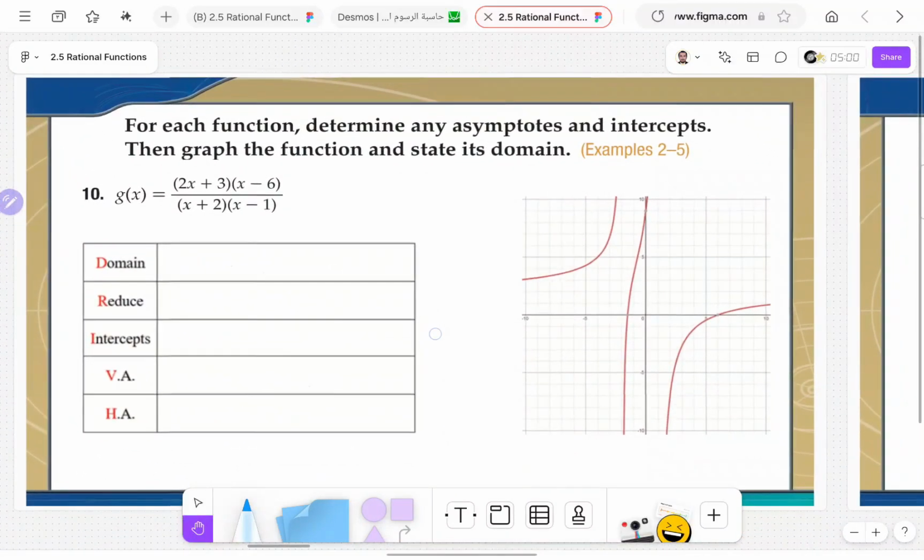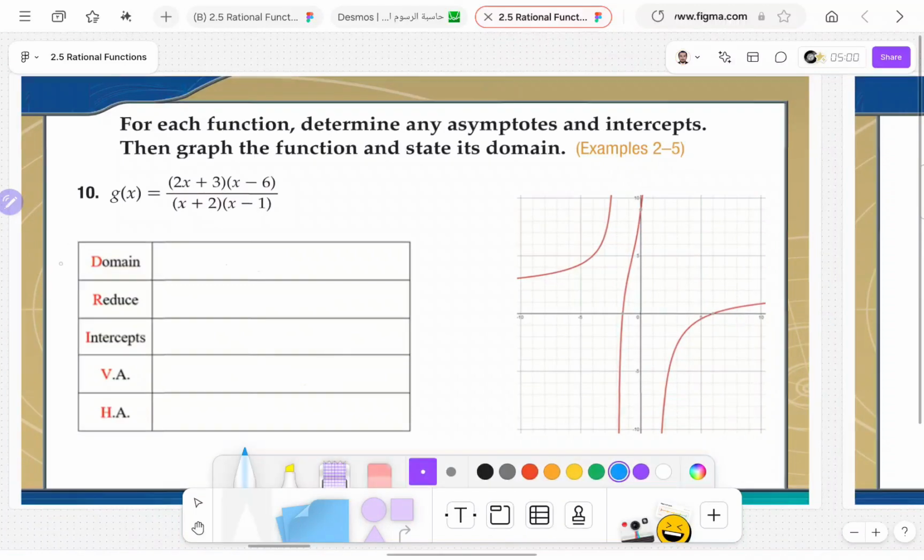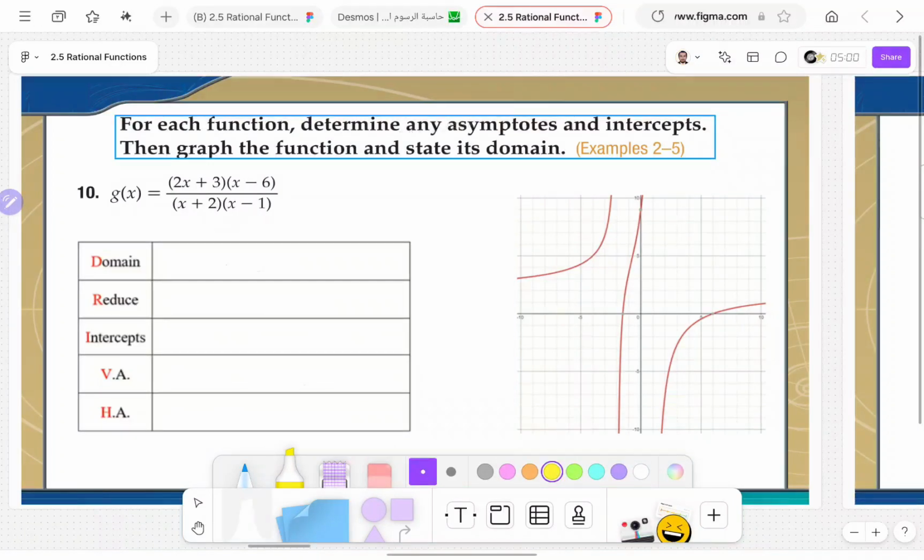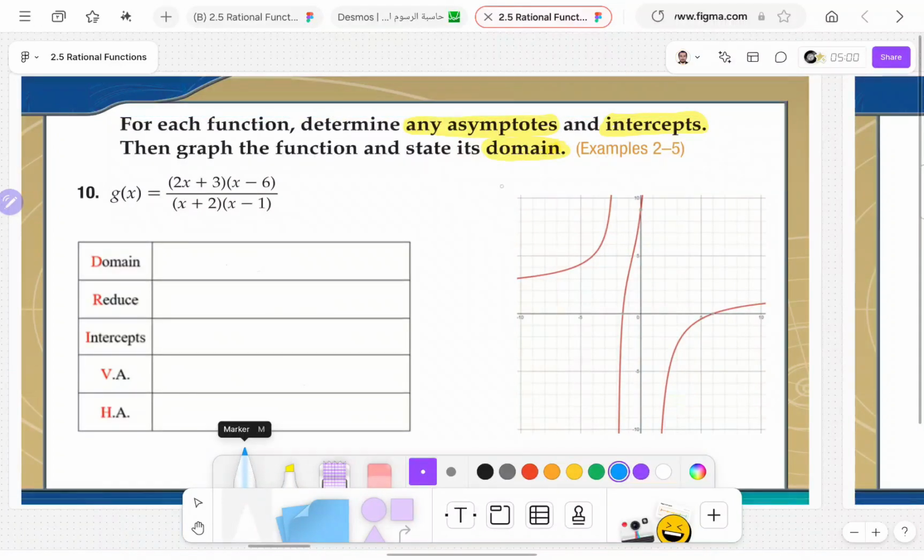Now, let's start analyzing the function. I wrote a table here to make it easy for you to identify every part, but in the exam or in quizzes, the table will not be given. It will just ask you to analyze the function. Find, determine any asymptote and any intercept, and if the graph is given, then state the domain. So everything we need to find here. And as you can see, the graph is given for us. Sometimes the graph is not given, but I just wrote the graph for you to make things clear.